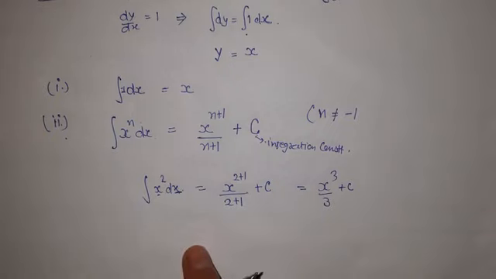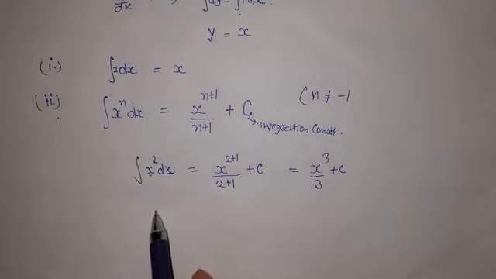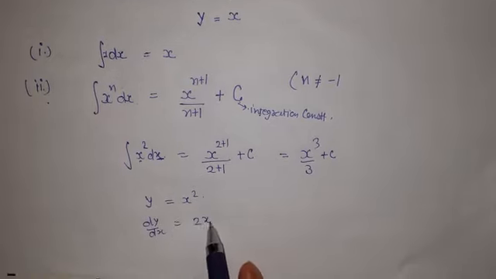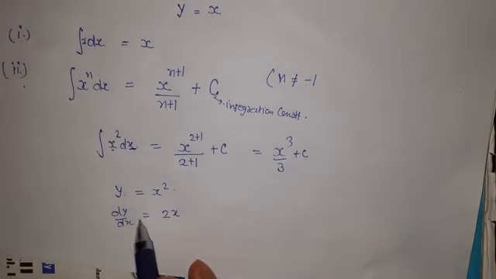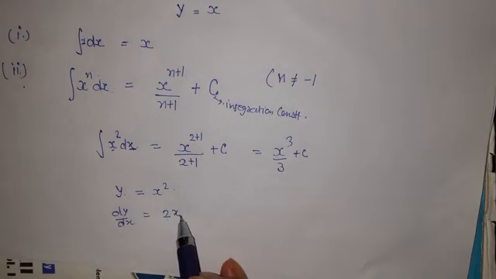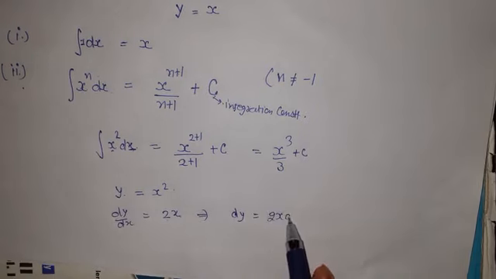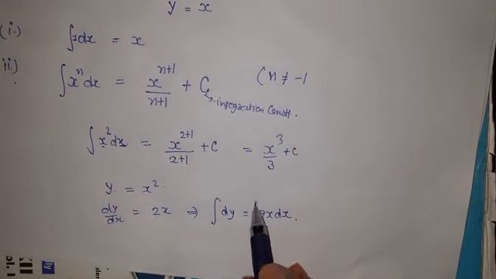Just look here: if we have taken y equal to x square, y is a function of x, and you are going to find its derivative, then it will come 2x. Now if I have to get it back, what should I do? I need to take this dx to the right side. Then it will be 2x dx. Now do the integration.